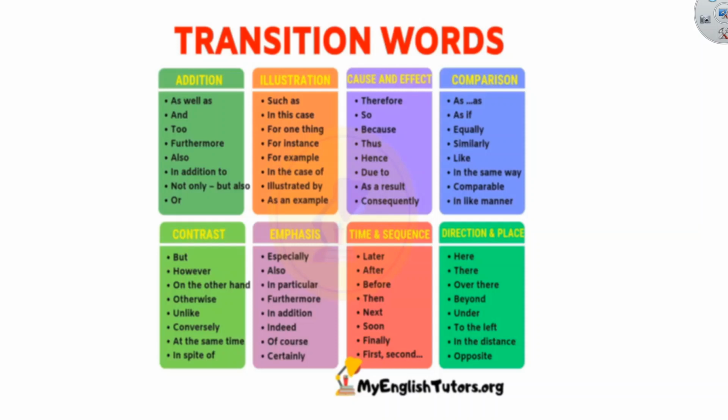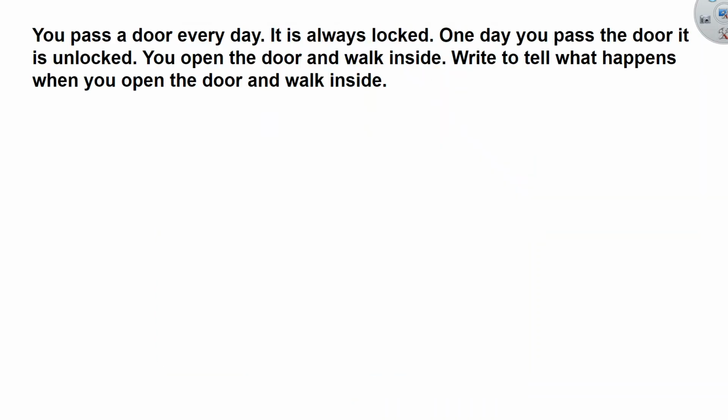And again, I'll put it up in Google Classroom so you can access your stuff that you would have had in your folders. All right, so let's go on to our prompt. So the prompt says, you pass a door every day. It is always locked. One day you pass the door, it is unlocked. You open the door and walk inside. Write to tell what happens when you open the door and walk inside. So that is what you're going to be writing about.